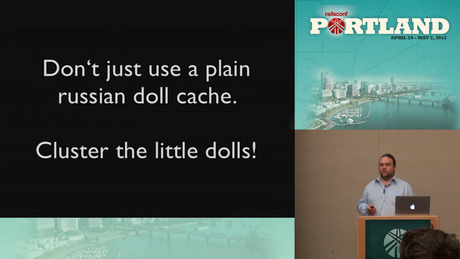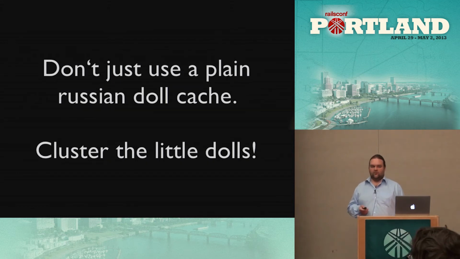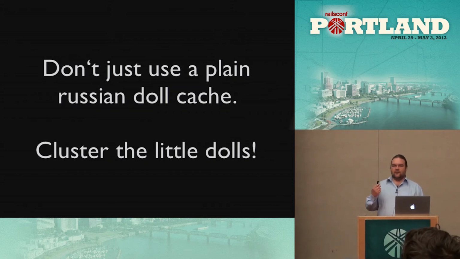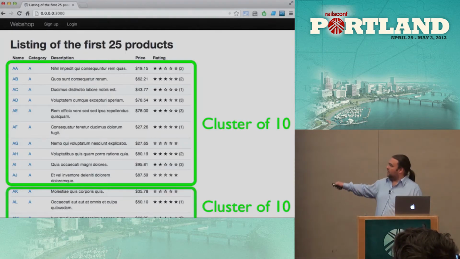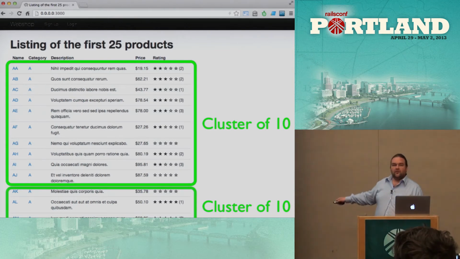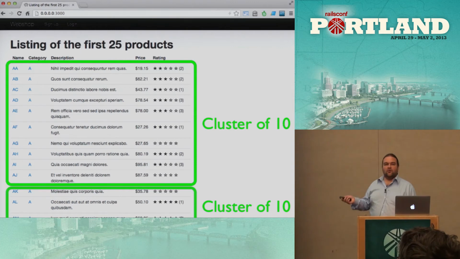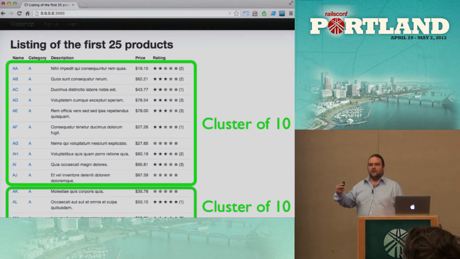And you just don't want to use plain Russian doll caching. Use clusters within the table. So this is our table here. Obviously, we have one cache for the whole table, but this is just 25 products. Let's say it's 100 products. If we would change one line, that would mean that the whole table has to be re-rendered.